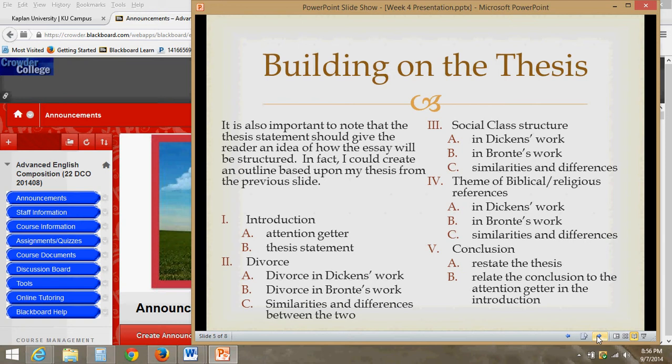Just like the thesis statement said, talk about Dickens, talk about Bronte, how they work together. Then biblical and religious themes, just like the thesis statement said. Dickens' work, Bronte's work, how they work together, and then finally wrap it all up at a conclusion. And we remember a conclusion restates the thesis statement, and perhaps it relates it back to the attention grabber, but it sums everything up and brings it to a clear close.